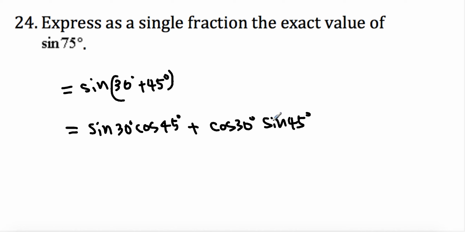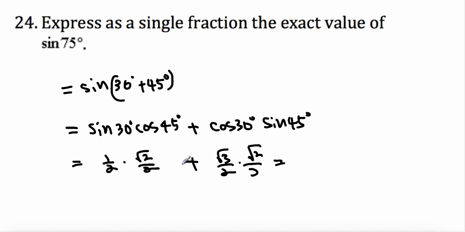If you can get this one, then we're done. So sine of 30 is equal to 1/2. Cosine of 45 is radical 2 over 2 plus cosine of 30 is radical 3 over 2, and then sine of 45 is radical 2 over 2. So once you combine them together, you can see that radical 2 plus radical 6 over 4 becomes our final answer.